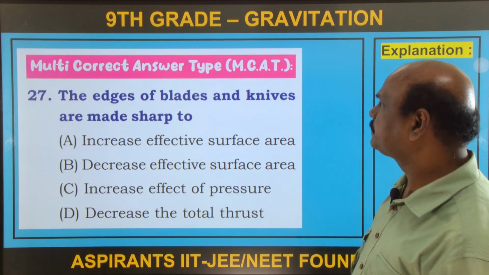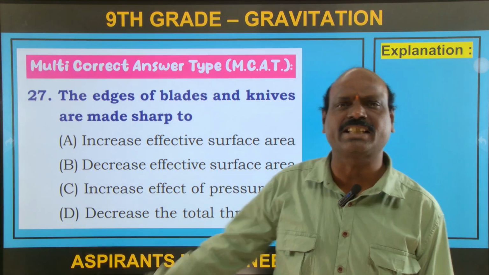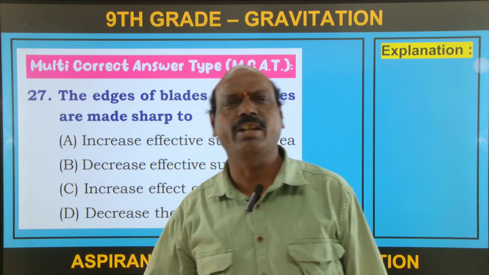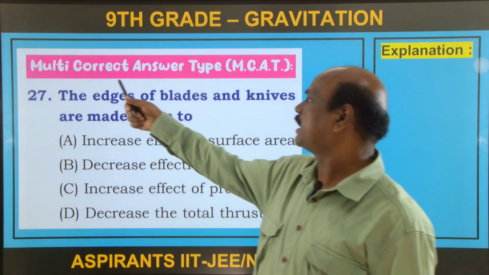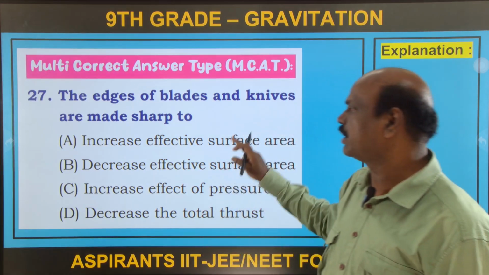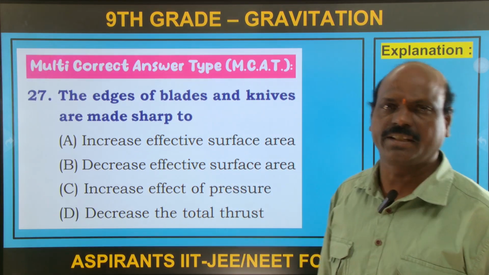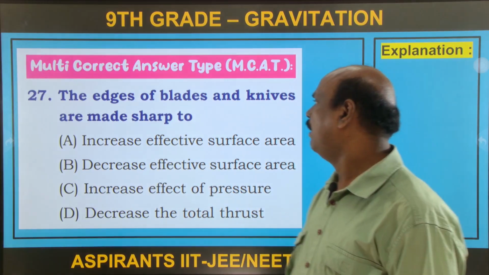Next, coming to the multi-correct answer type. What we discussed till now is the single correct answer type, where only one answer is taken into consideration. Here, in the case of the multi-correct answer type, there is a possibility to have more than one correct answer. So depending upon the question, we have to choose all the options which are required.